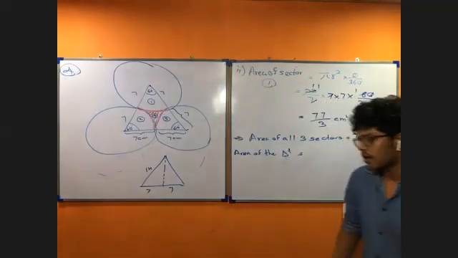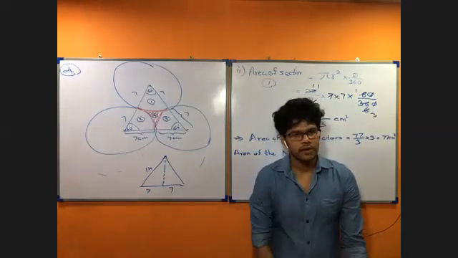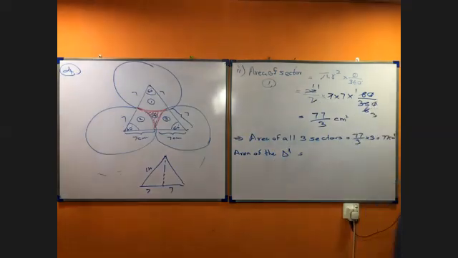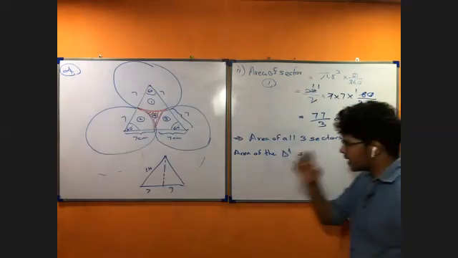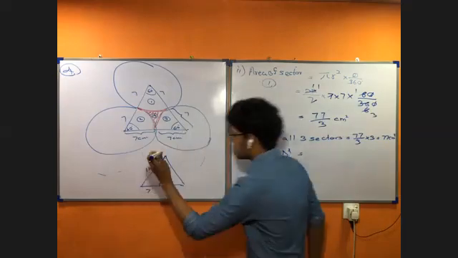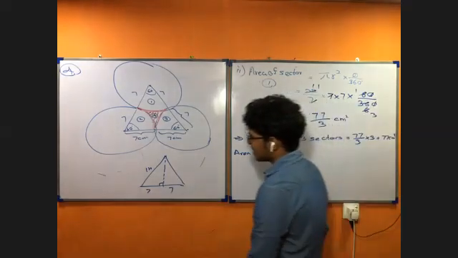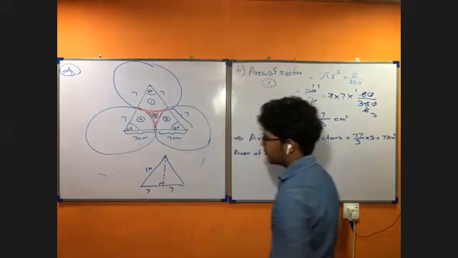So I know this, but I don't know the perpendicular height. Without knowing the perpendicular height, I cannot find the area. So you know Pythagoras theorem, right? You should have learned the Pythagoras theorem. So by using Pythagoras theorem, I can find the perpendicular height, right?